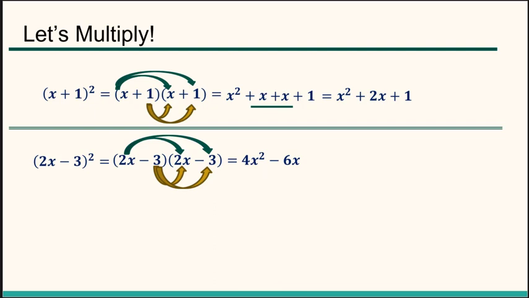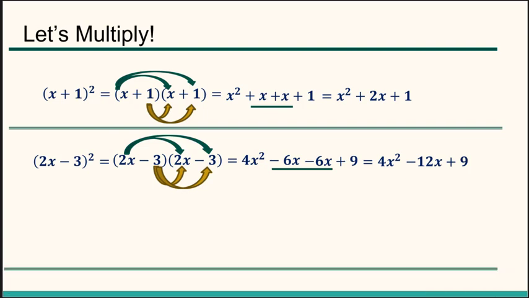Next, we'll need to distribute that minus 3. So minus 3 times 2x is minus 6x. And then watch those signs. Negative 3 times negative 3 is plus 9. Adding our middle terms here, we'll end up with 4x squared minus 12x plus 9.